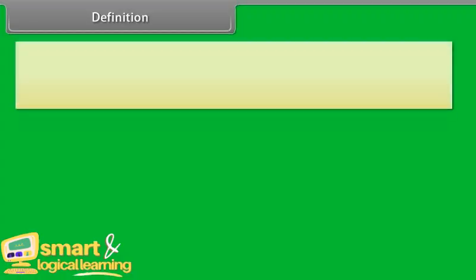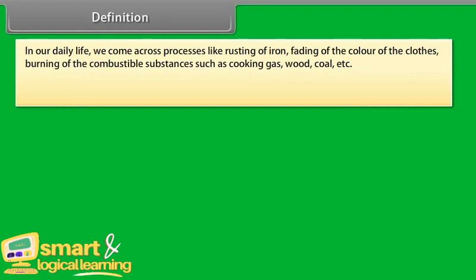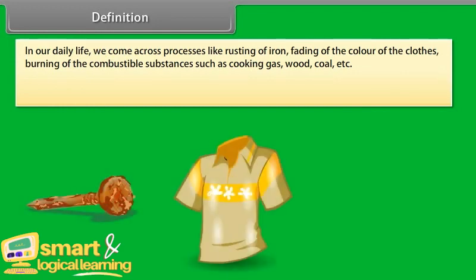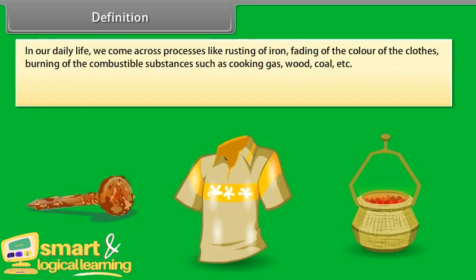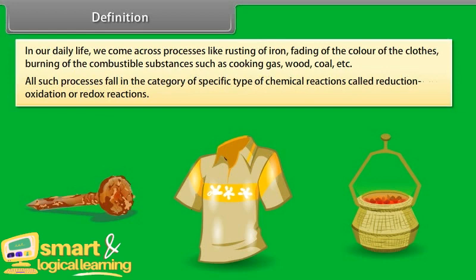Definition. In our daily life, we come across processes like rusting of iron, fading of the color of clothes, burning of combustible substances such as cooking gas, wood, coal, etc. All such processes fall in the category of a specific type of chemical reactions called reduction-oxidation or redox reactions.